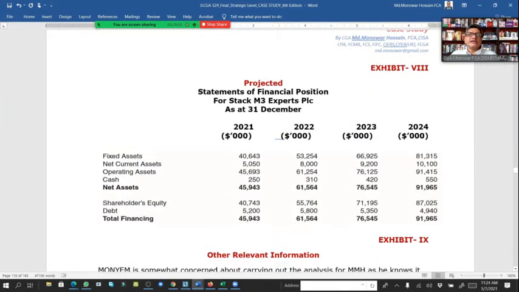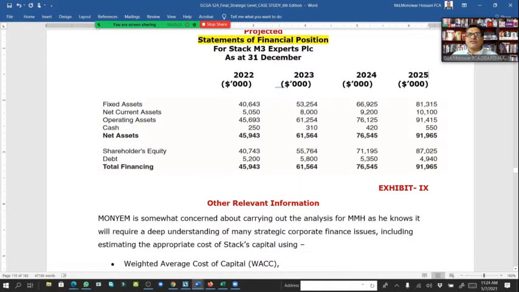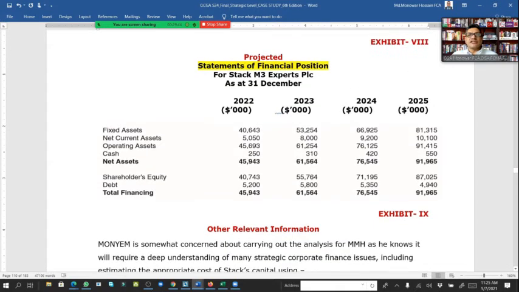In the same way, here is the financial position, which we know is also the balance sheet. Again it would be for 22, 23, 24 and 25. So here are fixed asset, total fixed asset, net current asset, operating asset, cash, you are adding, net asset is this one, and shareholders' equity as well as debt, total financing is equivalent. So this is the financial position.